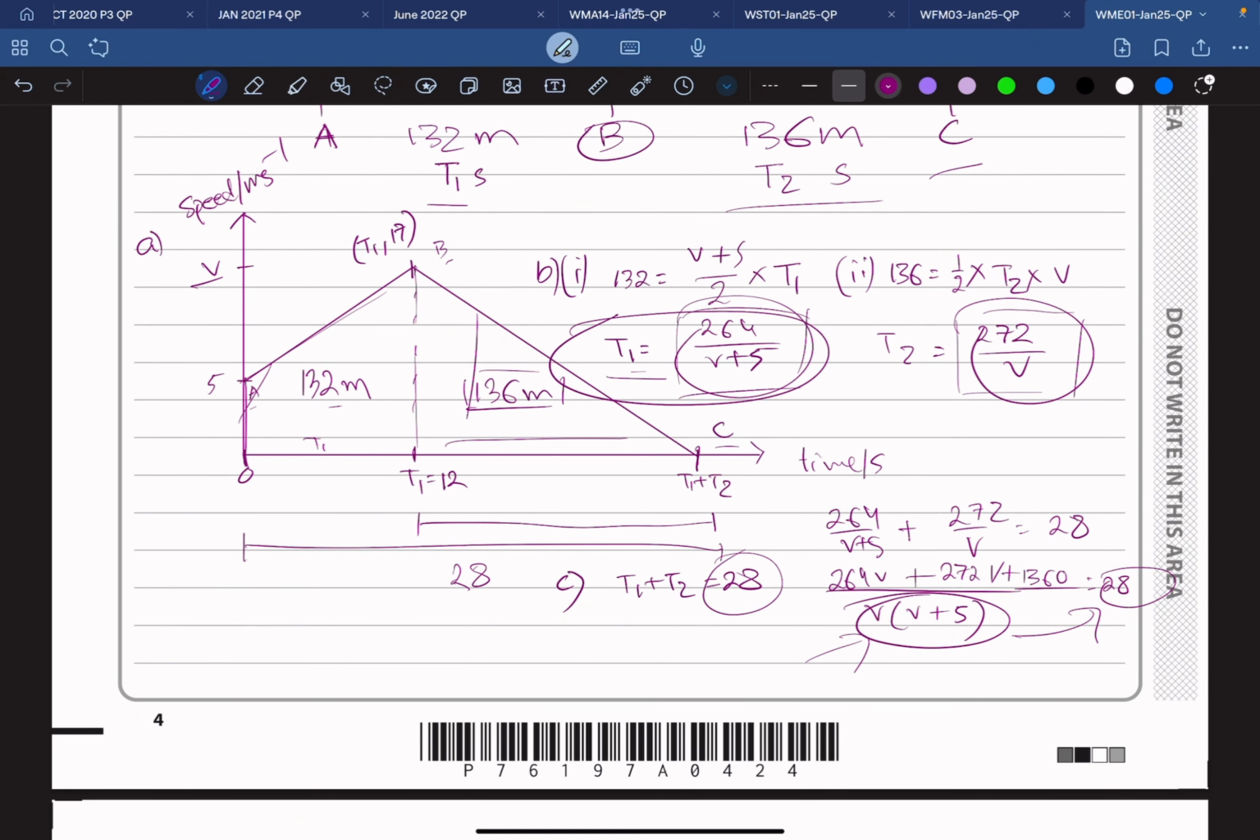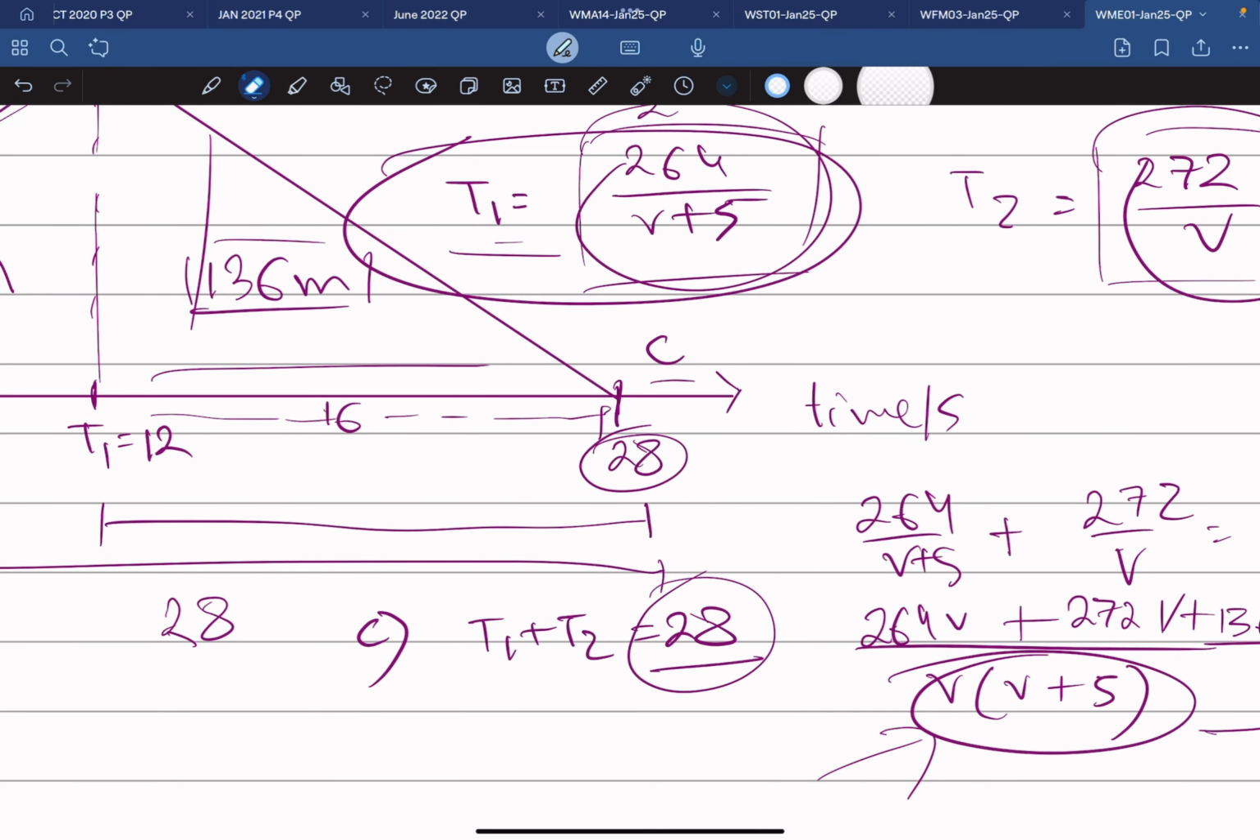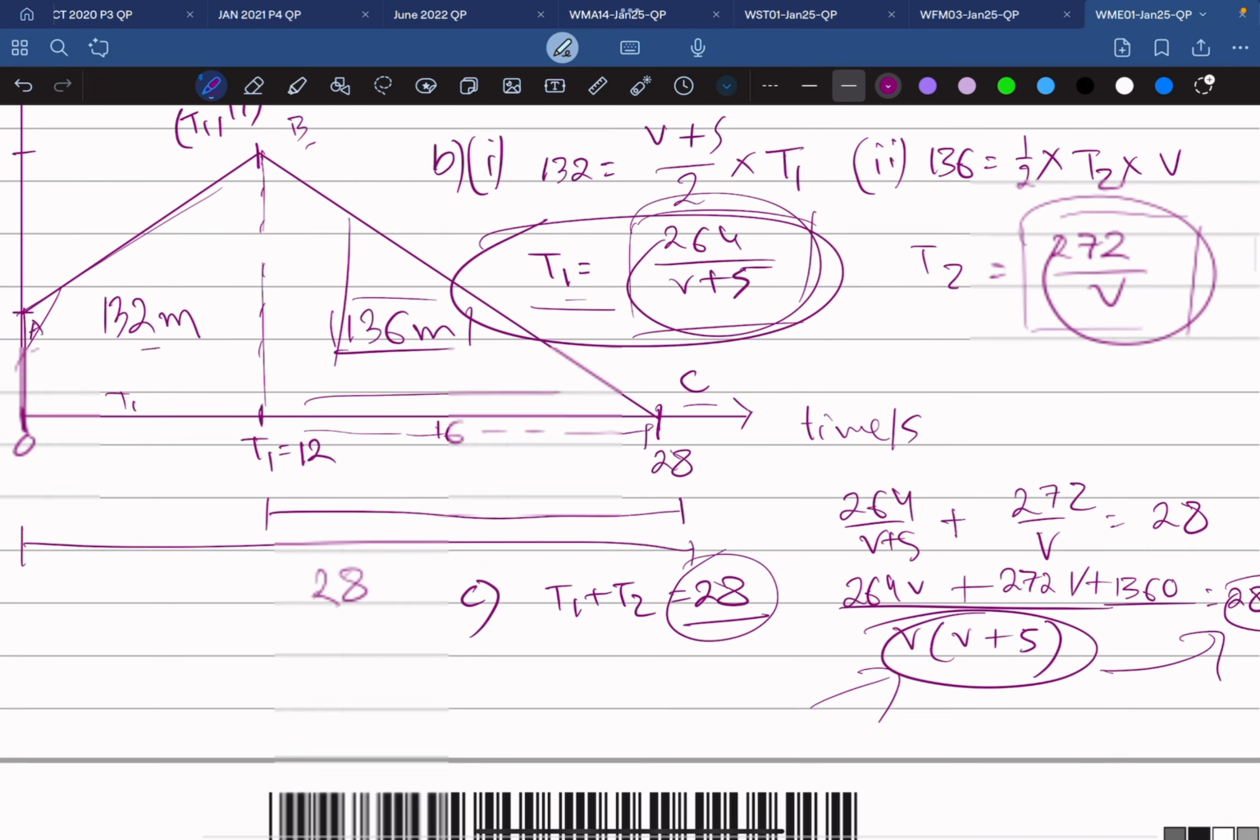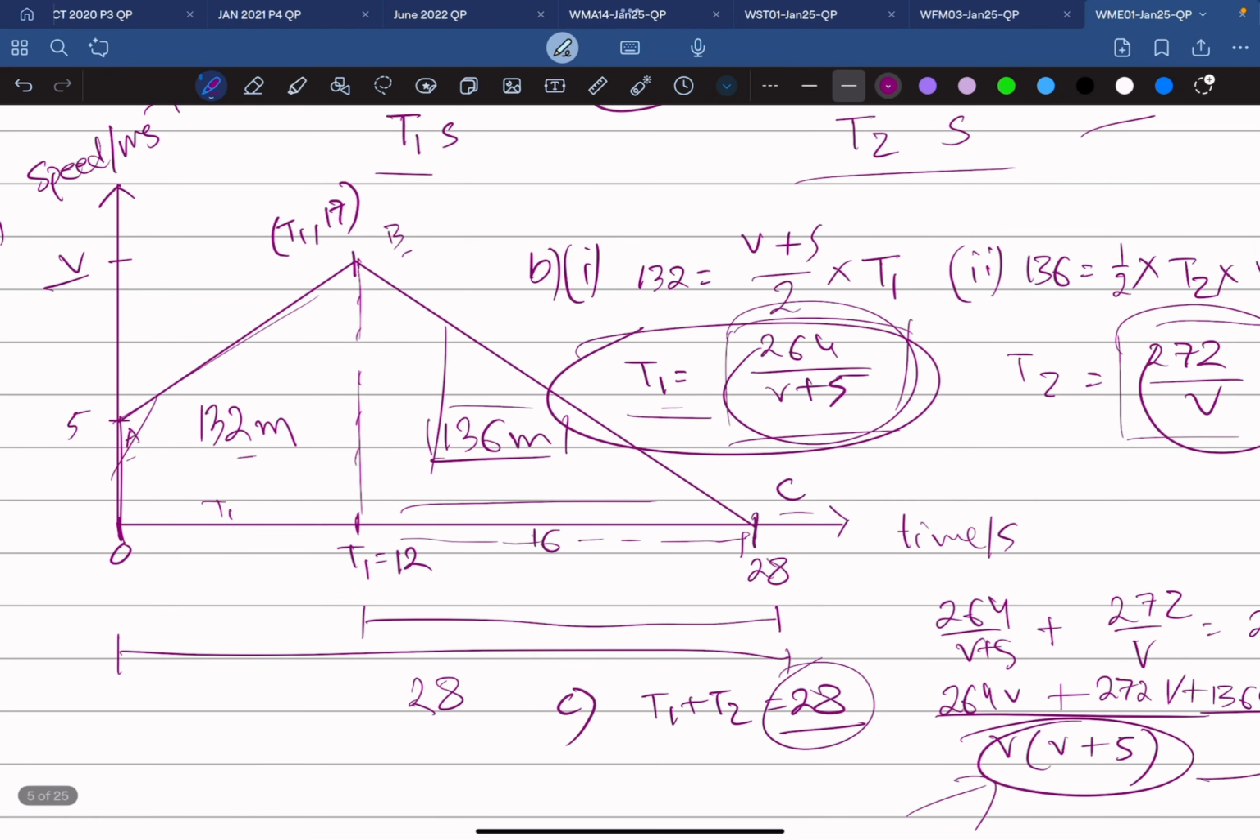And what about T2? Well, T2 is going to be 28 minus 12. That's 16. Whoops, I'm not going to erase that. The length of this is going to be 16, but this right here is going to be 28. And of course, in the exam, you won't erase this. I'm just doing this for my own sake, okay? Don't bother. So the coordinates of point B are 12 and 17, and for point C they are 28 and 0.